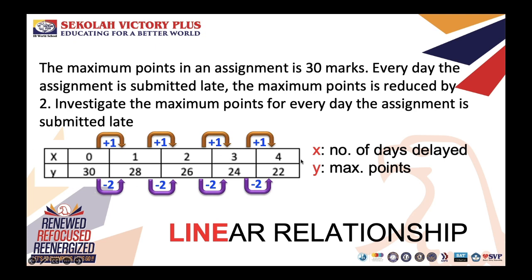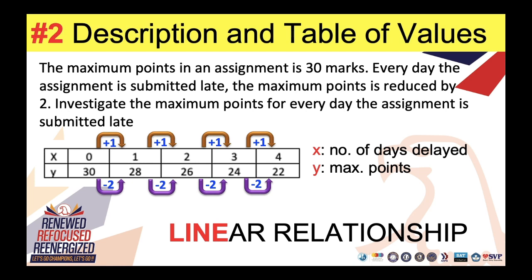So in this case, the x variable, which is the independent, is the number of days the assignment is delayed or passed late, and the y is the maximum point. So you can see here that as the assignment is being submitted late, the maximum points decreased by 2 each day. All right? And this is the second way of representing a linear relationship, that is by means of description and table of values. Again, you can pause this video, replay, and take down notes.